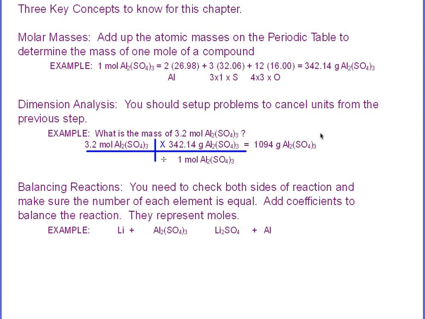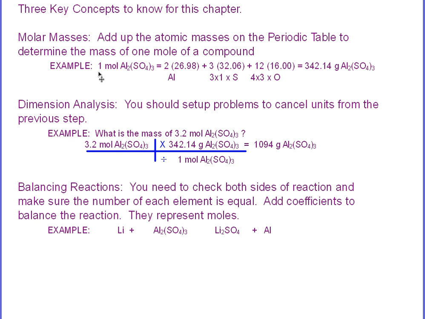So in Chapter 9, in order to have a lot of success, there's three key concepts you need to review for this chapter. We learned about molar masses in Chapter 6, and in order to calculate a molar mass, you need to go to the periodic table, and you need to add up all the atomic masses of the elements that are represented in your compound.